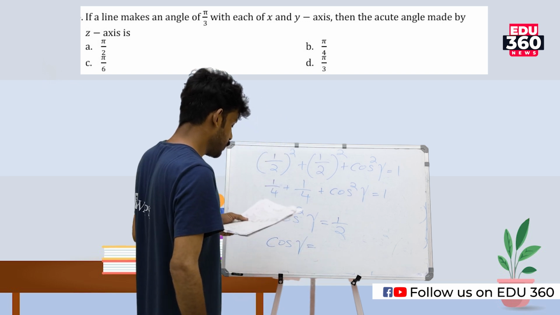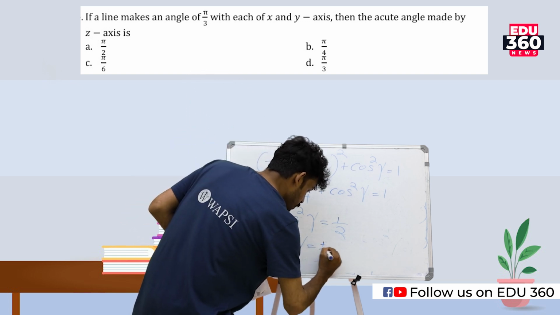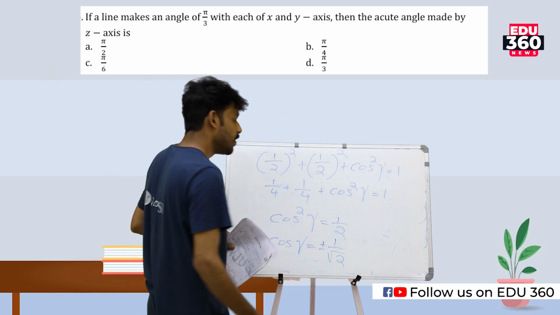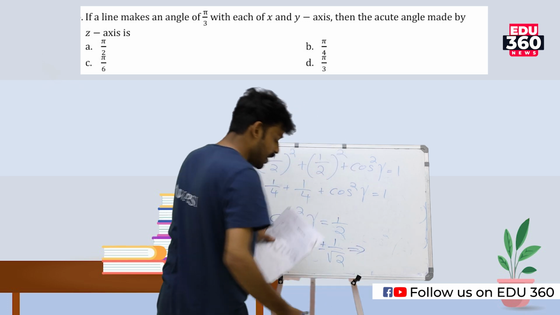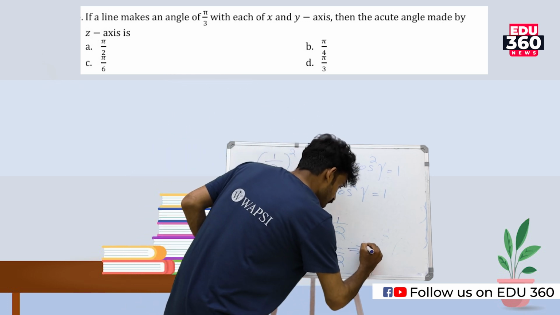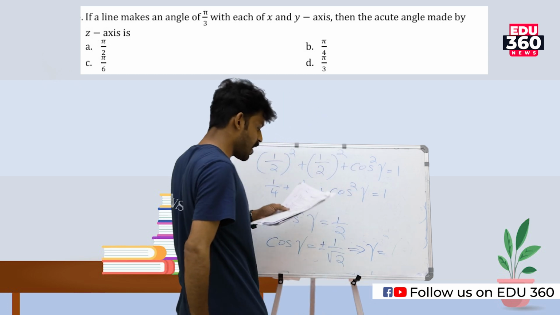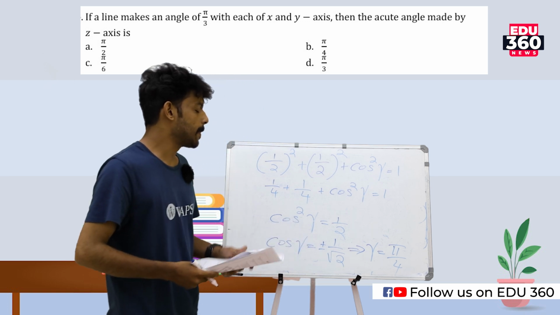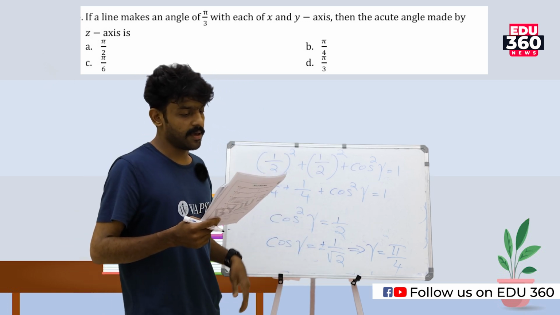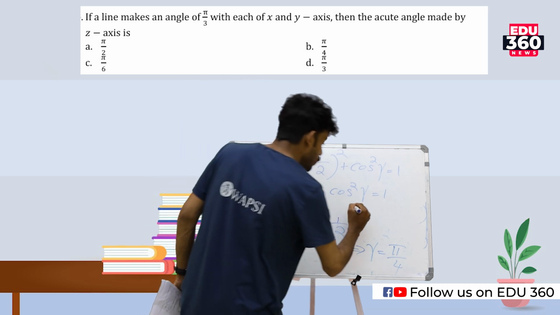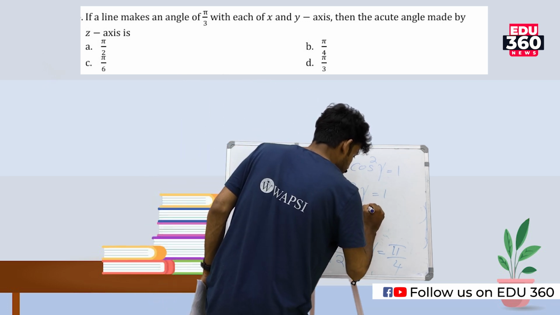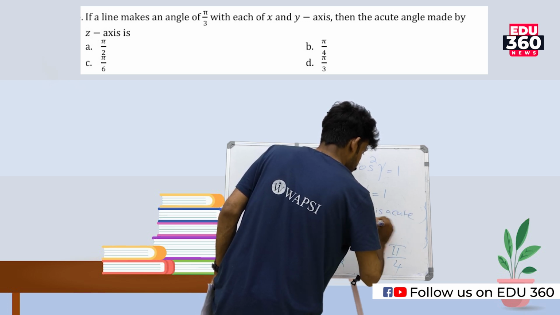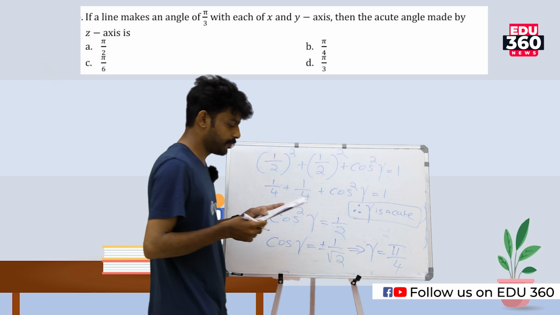Yes, cos gamma will be equal to plus or minus 1 by root 2, which implies gamma is equal to pi by 4. Therefore, we can write that gamma is an acute angle.